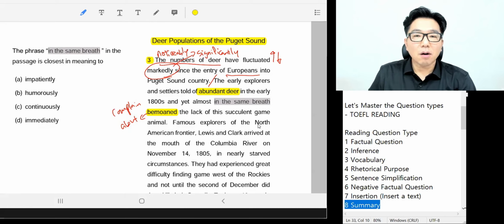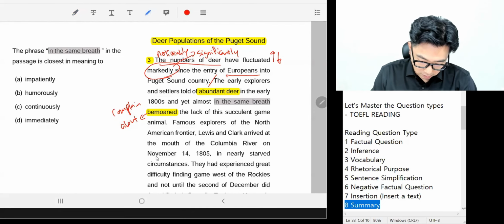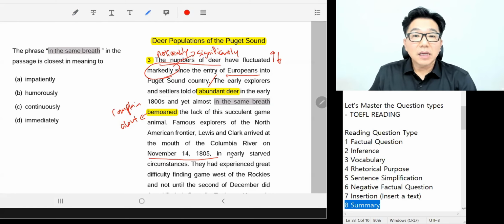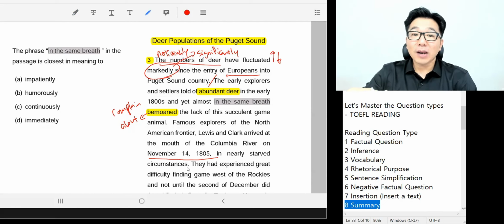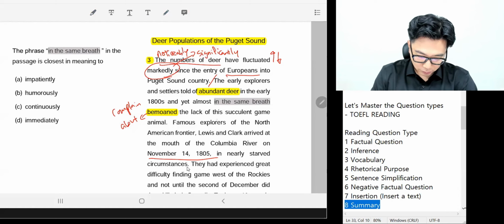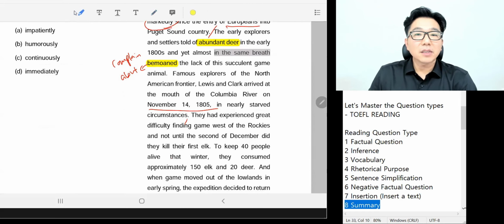Okay, famous explorers of North American frontier Lewis and Clark arrived at the mouth of Columbia River on November 14th. So they arrive November 14th. So kind of fall, in nearly starved circumstances, maybe migration. They are at lowland and deer have not yet migrated to the lowland, maybe. So this is the beauty of TOEFL, everything connects and integrates from the previous paragraph, hopefully. They had experienced great difficulty finding game, so there were no deer west of Rockies, and not until 2nd of December. So not until, meaning on the 2nd of December, maybe they caught one.